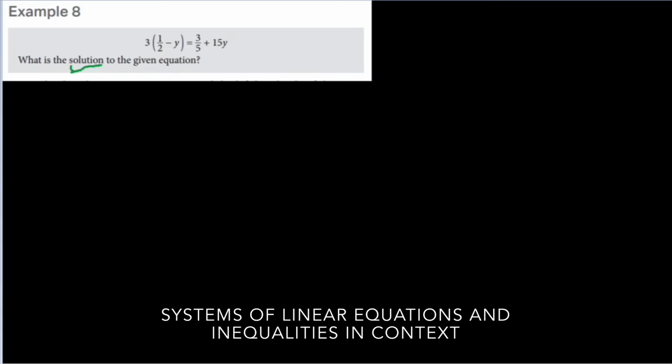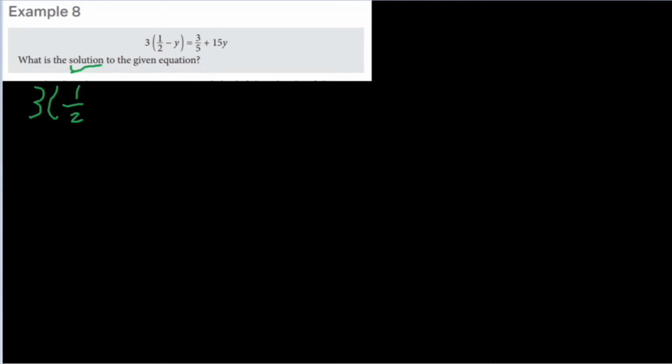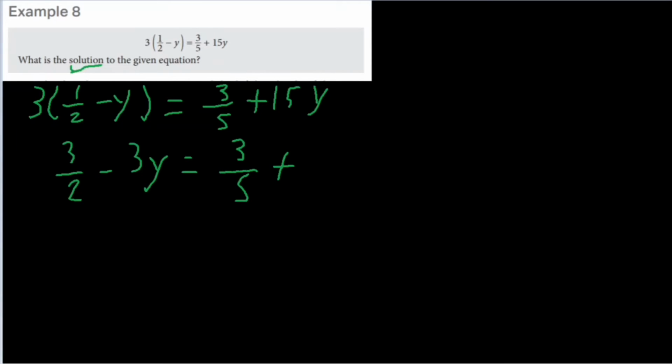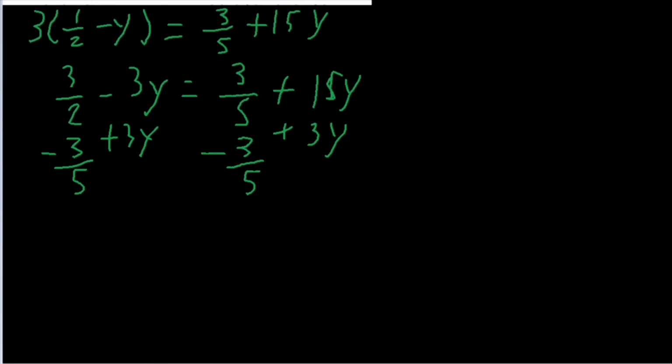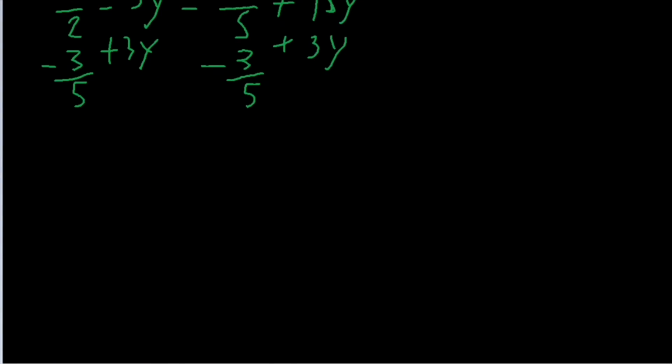What is the solution to the given equation? So whenever solving these types of problems, you always want to write out the equation and expand what you can. And it's going to simplify a lot of things for you. Once we expand, we get 3 over 2 minus 3y is equal to 3 over 5 plus 18y, right? We want to isolate the y's, so we put them all to one side, and we also want to put all the regular numbers onto one side, so we subtract 3 over 5. After this, we're left with 3 over 2 minus 3 over 5 is equal to 18y, right?